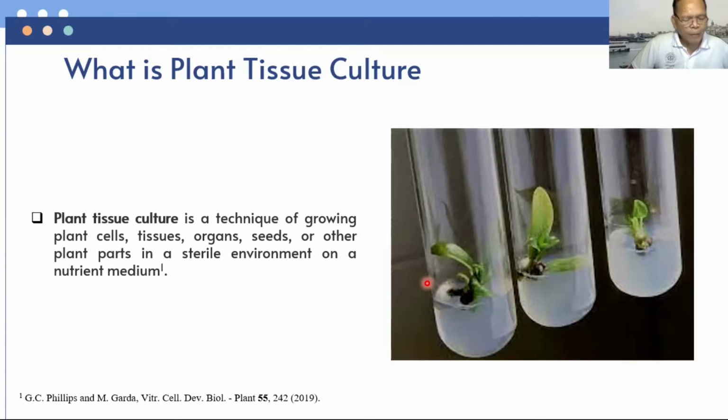And third, the explant, the tissue taken from a selected plant, is transferred to a culture medium to establish a new plant.